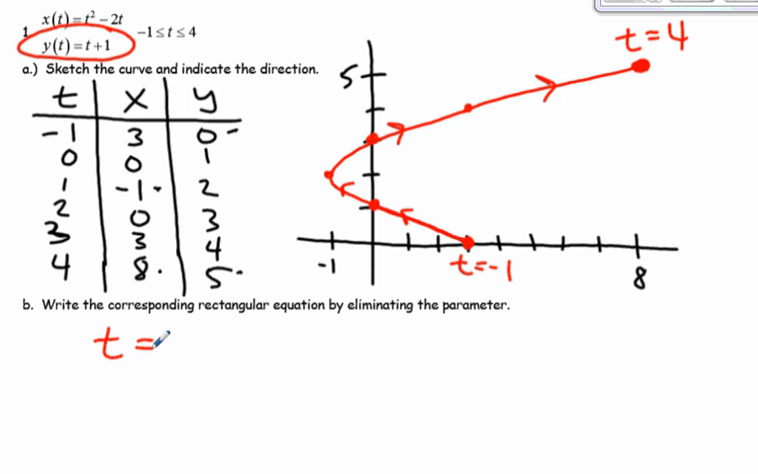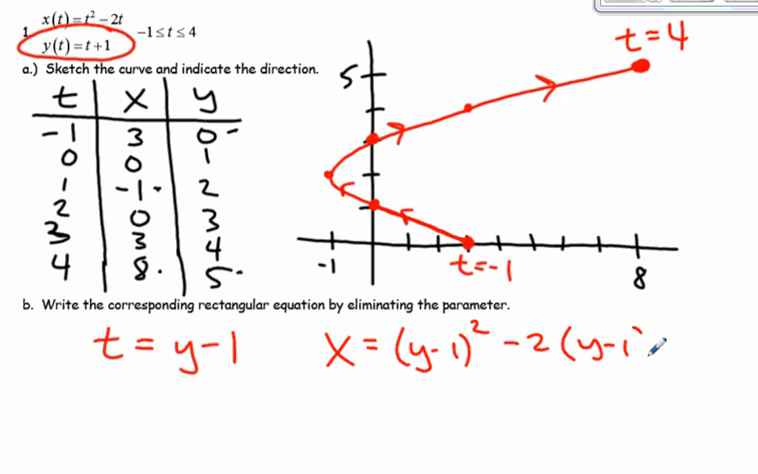So if we solve for t for that equation, we would get y minus 1. And then we would just substitute that into our x equation. So that would be x equals, our t is y minus 1 squared minus 2 times y minus 1. Again, I'm looking at that function for x. Now, you don't have to simplify that, so I'm going to leave it alone, but you can see that you have x as a function of y squared, so this is a sideways parabola, which is what we have.